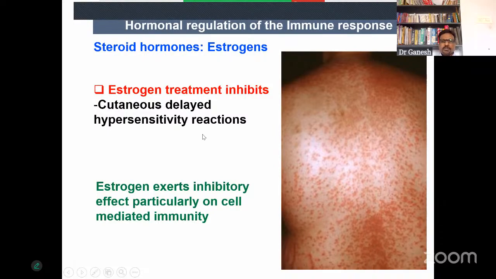Cutaneous delayed hypersensitivity means that following exposure to some allergen, the body will respond, particularly the skin will respond to such allergic substances, and this usually happens after 2 to 3 days. That's why it is called a delayed hypersensitivity. After 2 to 3 days, there is a severe immune response, which is characterized by the appearance of rashes, as you can see here on the skin. So this is called a cutaneous delayed hypersensitivity reaction. In such conditions, if estrogen is given, it exerts an inhibitory effect particularly on the cell-mediated immunity.